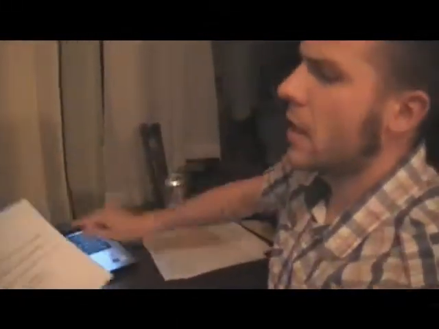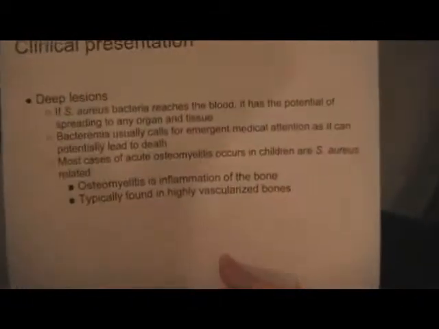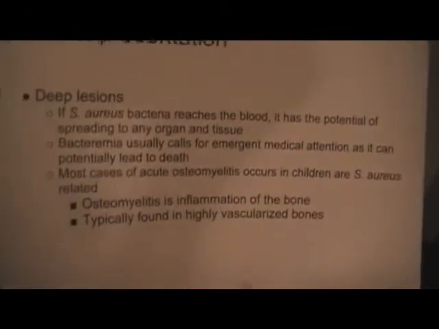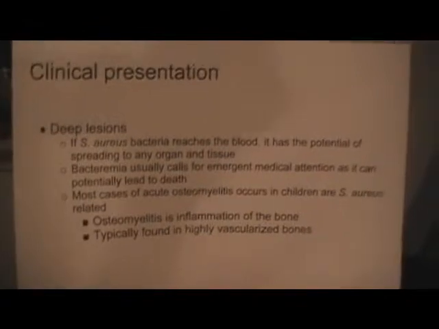Another part in clinical presentations is deep lesions. So if the Staph aureus bacteria reaches the blood, God forbid, it has the potential of spreading to any other organ and tissue, which, when it spreads to the blood, is called bacteremia because it's in the blood. So bacteremia usually calls for emergent medical attention, because if it spreads to other organs, it can cause problems around the organs. I mean, obviously.